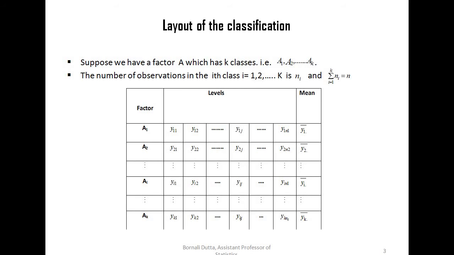This is the layout of the one-way classification. Here we have a factor A which has k classes.